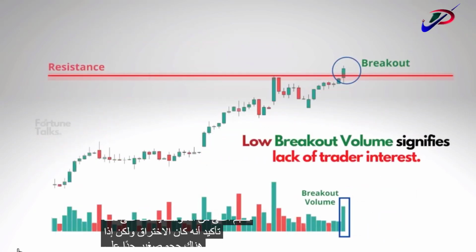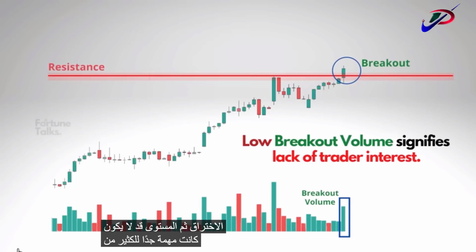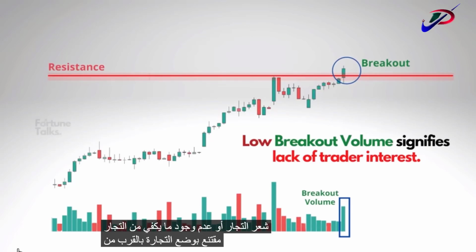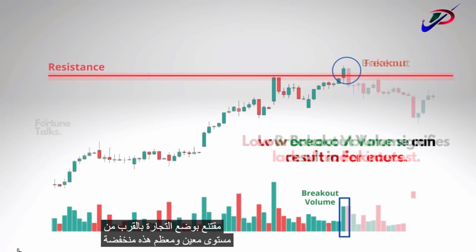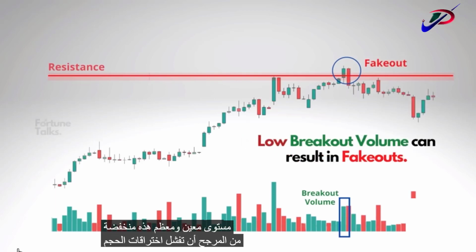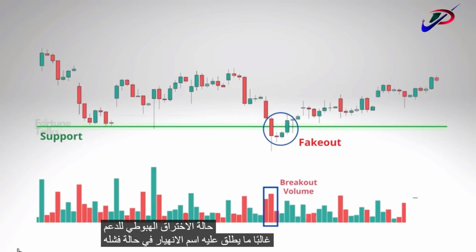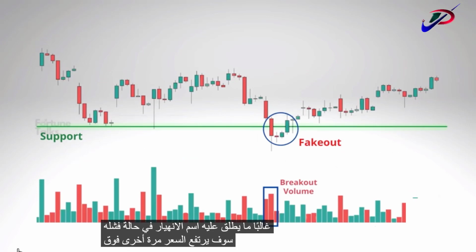But if there is very little volume on the breakout, then the level may not have been very significant to a lot of traders, or not enough traders felt convinced to place a trade near the particular level. And most of these low volume breakouts are likely to fail. In case we are talking about an upside breakout, if it fails, the price will fall back below the resistance level. And in case of a downside breakout of a support, often called a breakdown, if it fails, the price will rally back above the support level.